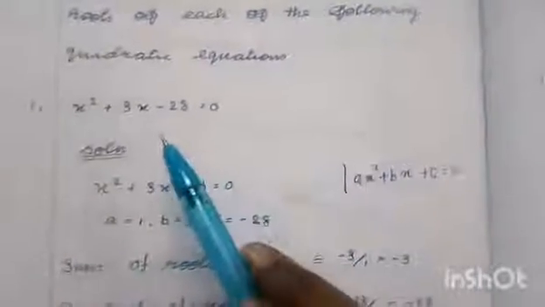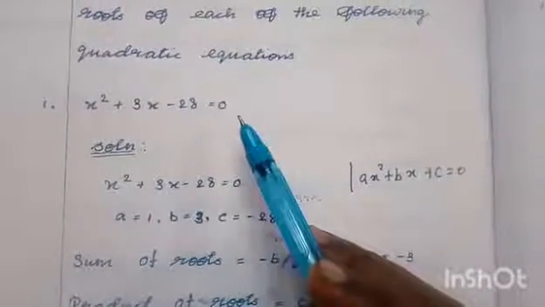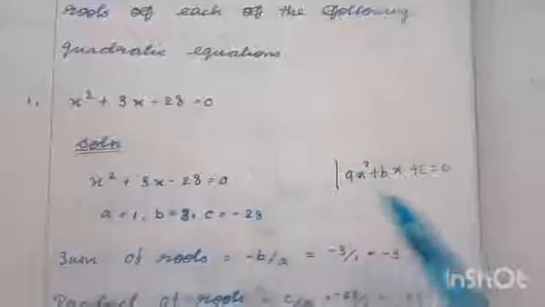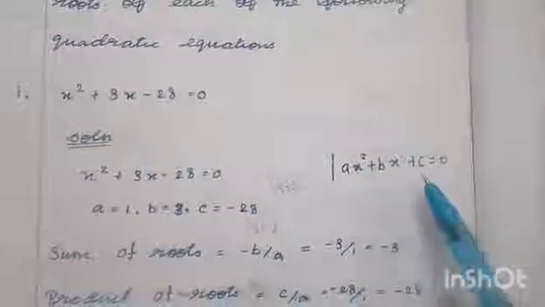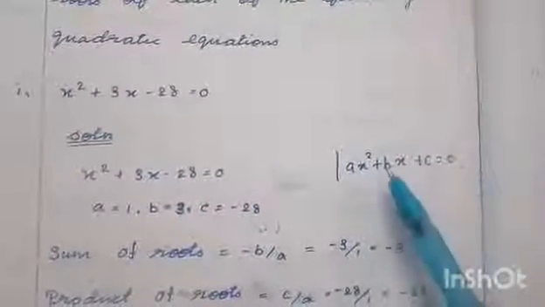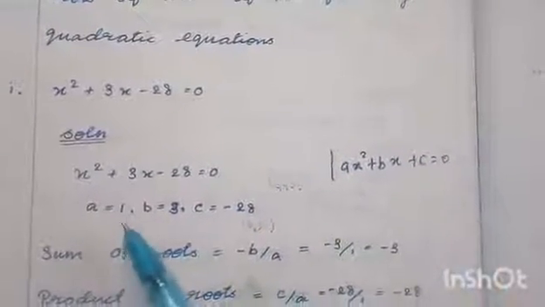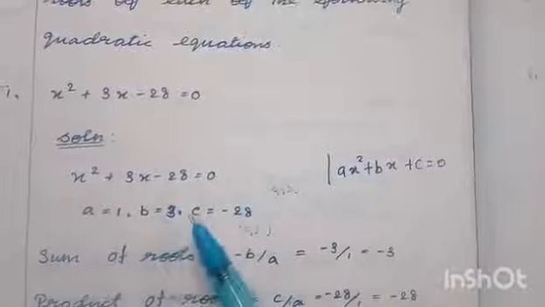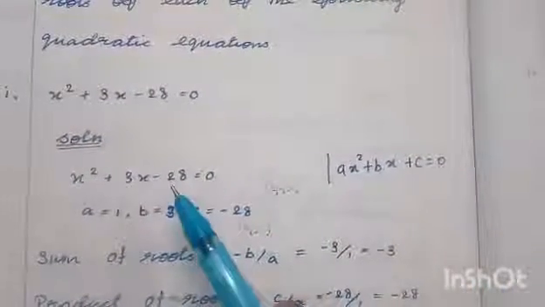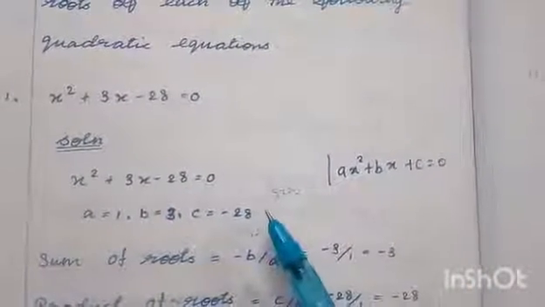Students, first you write the question, x square plus 3x minus 28 equal to 0. First you write the general form, ax square plus bx plus c equal to 0. You have to compare the given equation with the general form. a equal to 1, b equal to 3, c is equal to minus 28.